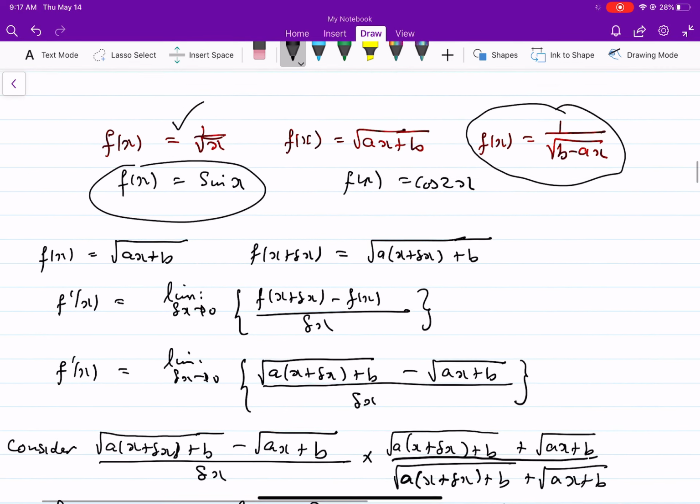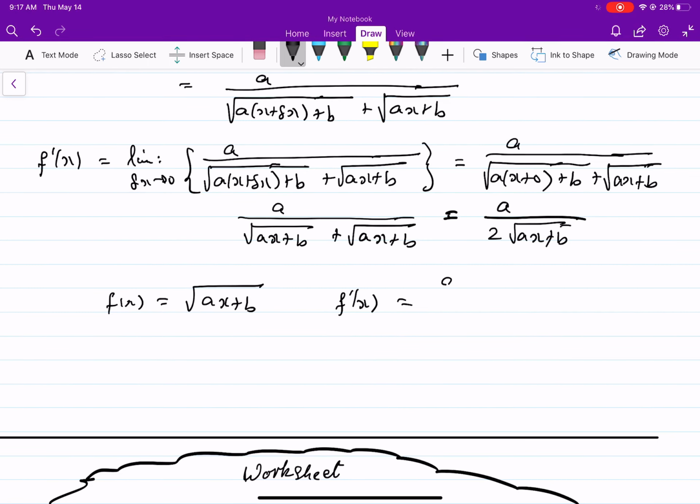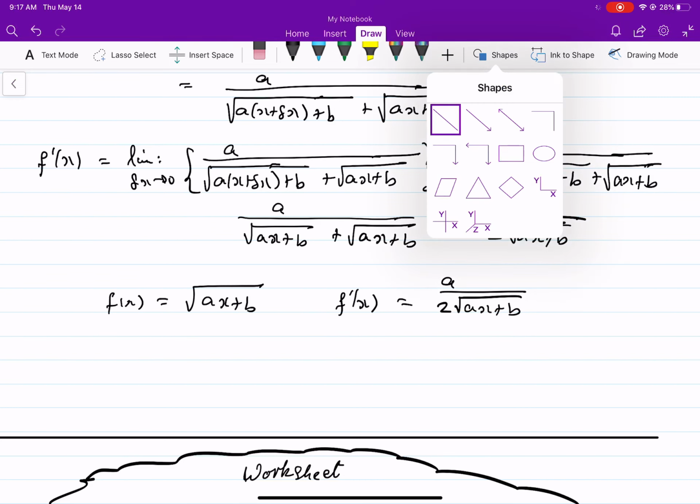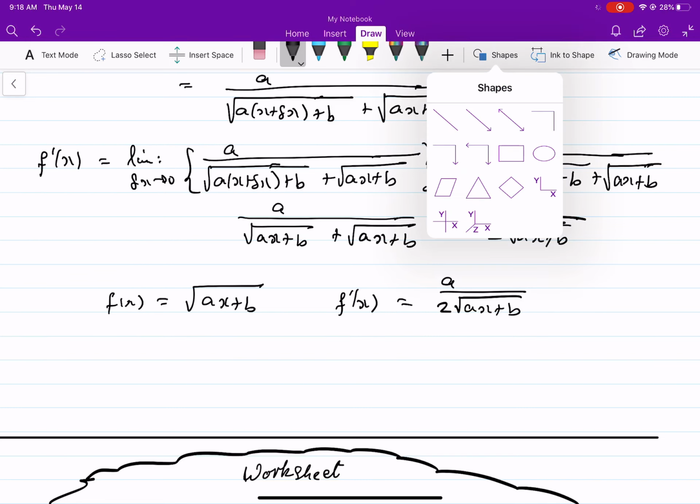So if f of x is equal to the root of ax plus b, then f prime of x is equal to a upon 2 times the root of ax plus b by first principles. You want us to check it using standard differentiation? That wouldn't be a bad idea. I think we're right. We could probably even do that mentally. We're so good.